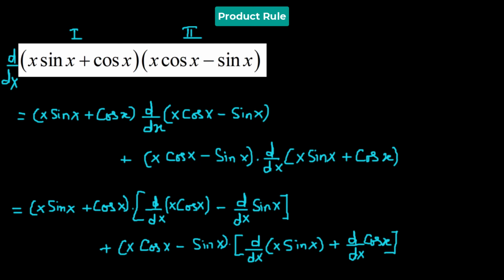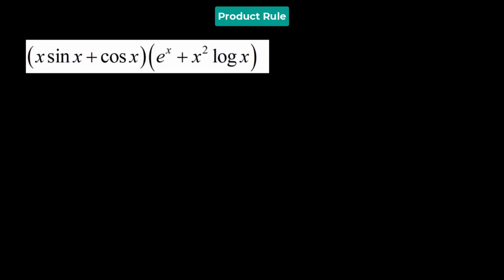So let's move on to the next question. So here we have the function x sine of x plus cosine of x multiplied to e raised to the power of x plus x squared log x. So we consider x sine x plus cosine of x as the first function and e raised to the power of x plus x squared log x as the second function. So we have to find the derivative of these two functions, the product of the two functions.